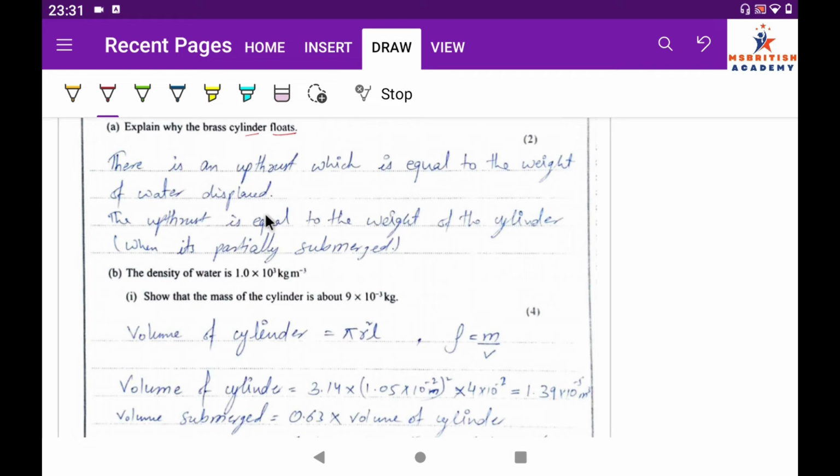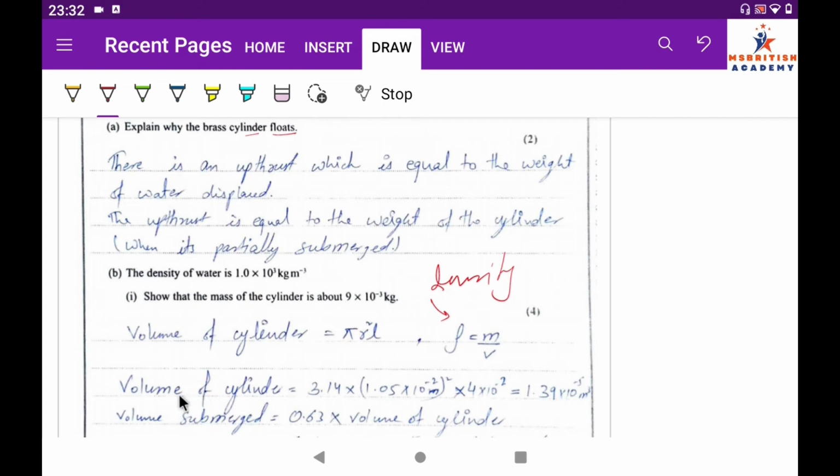The density of water given to us is 1.0 into 10 raised to 3 kg meter raised to minus 3. Show that the mass of the cylinder is about 9 into 10 raised to minus 3 kg. Volume of cylinder is pi r square L, and this is rho. Rho means density, and density is mass by volume.